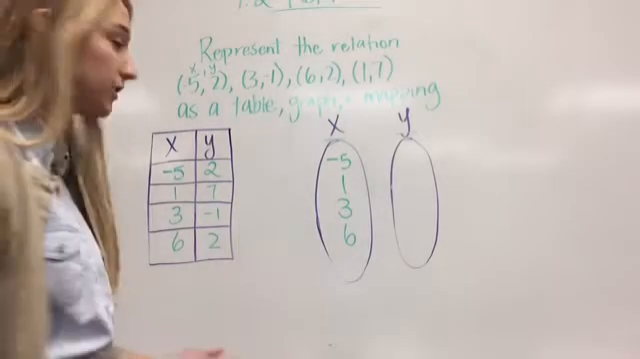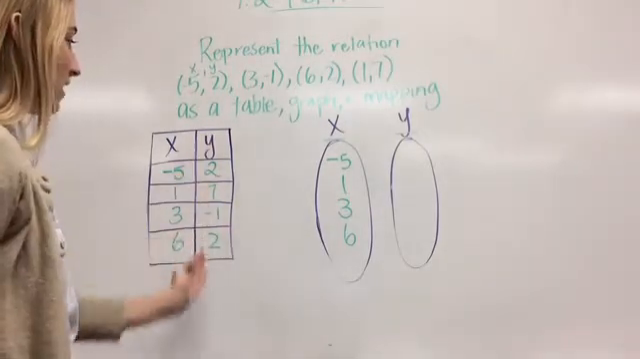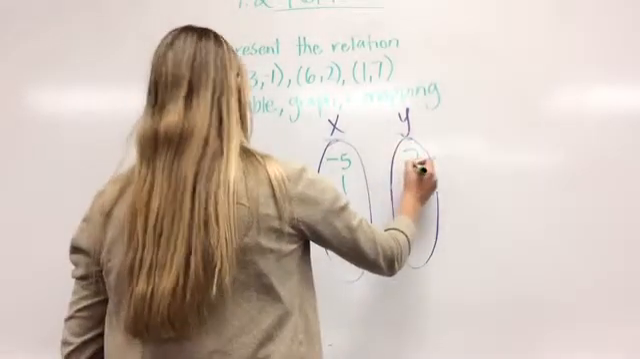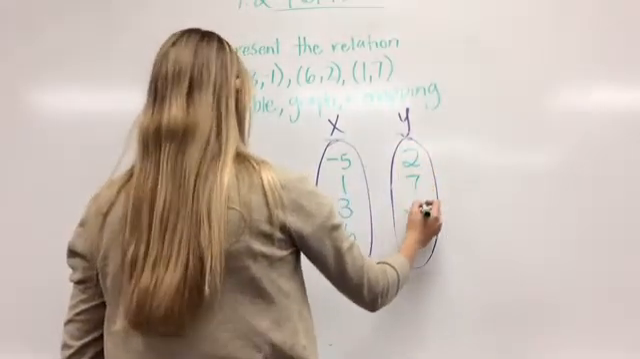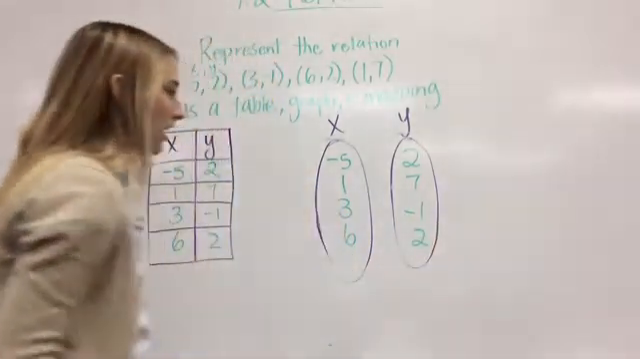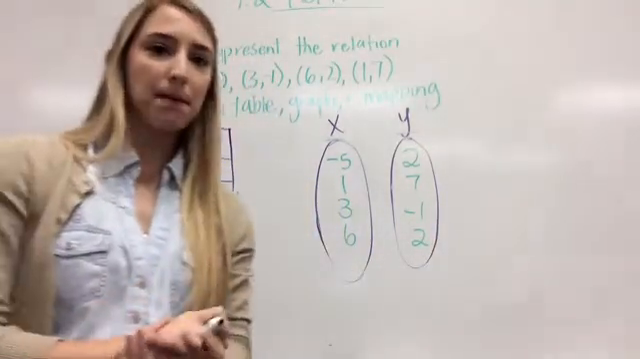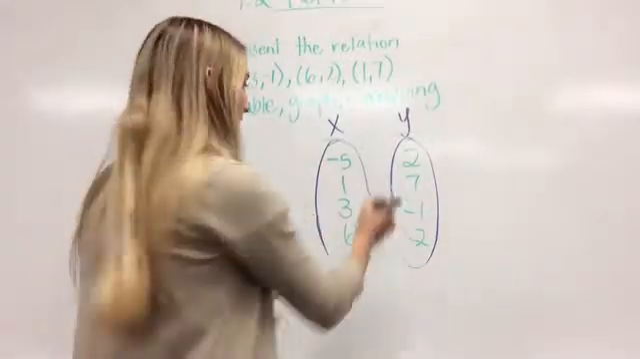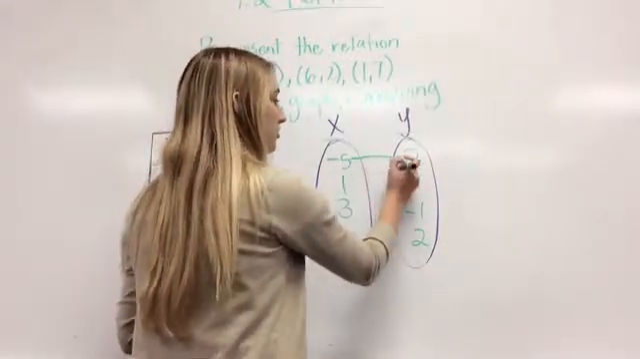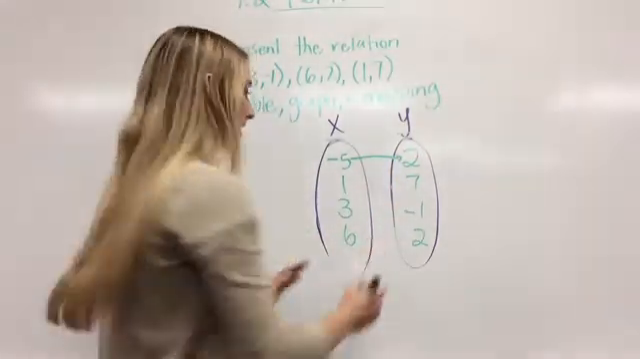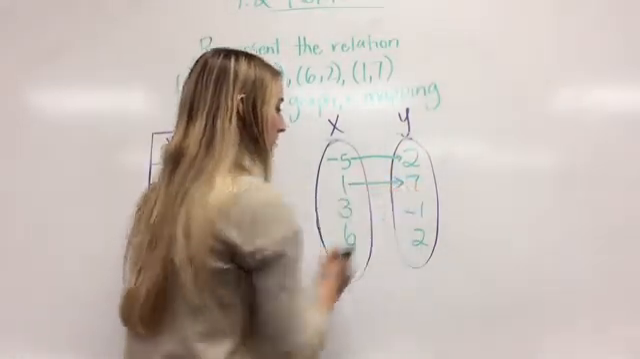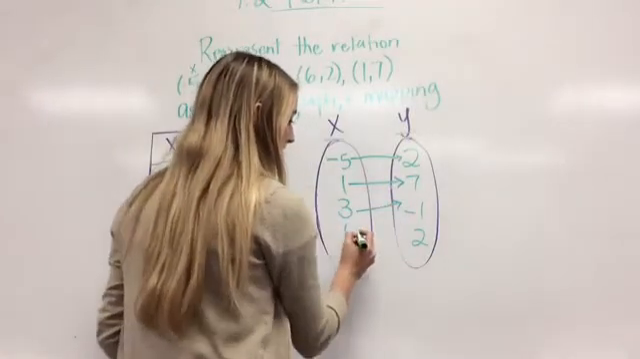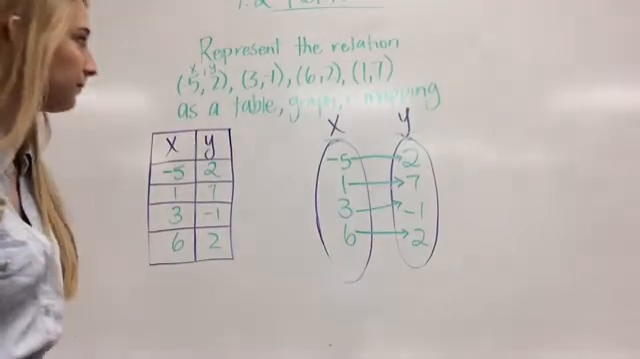Okay, now what I could do is I could also just copy straight down from my y column in my table. So I'm going to do that. 2, 7, -1, 2. Now, the thing with mapping is you need to know which x coordinate is going with which y coordinate. So the -5 goes with the 2, so we have to draw an arrow. And the 1 goes to the 7, so we draw an arrow from the 1 to the 7. The 3 goes with the -1. The 6 goes with the 2.